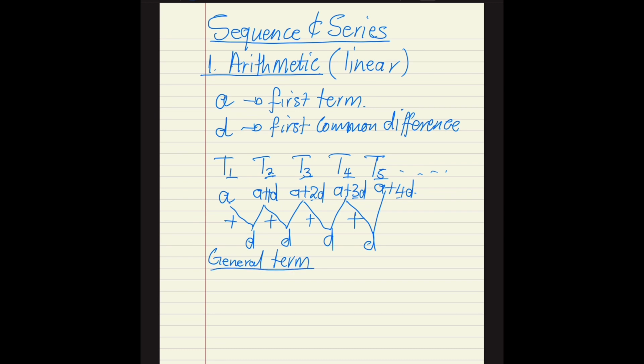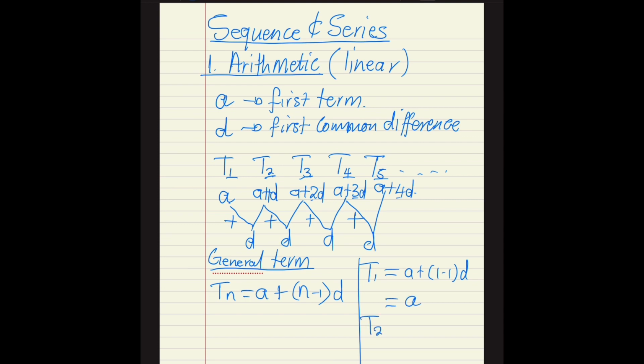our general term should be given by Tn equals A, which is there everywhere, plus D, but we don't know how many Ds. So I write (n minus 1) times D, and I check it. If I say term number 1, I will have A plus (1 minus 1) times D. 1 minus 1 is 0, anything multiplied by 0 is 0, so I get A.